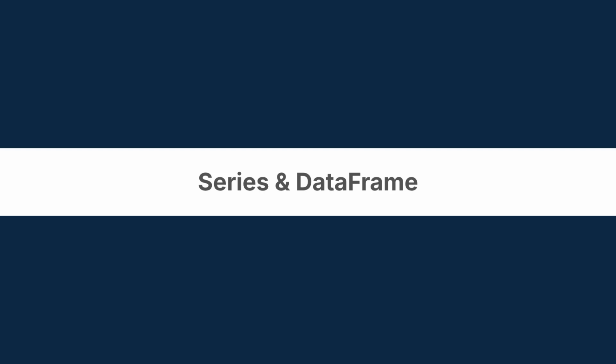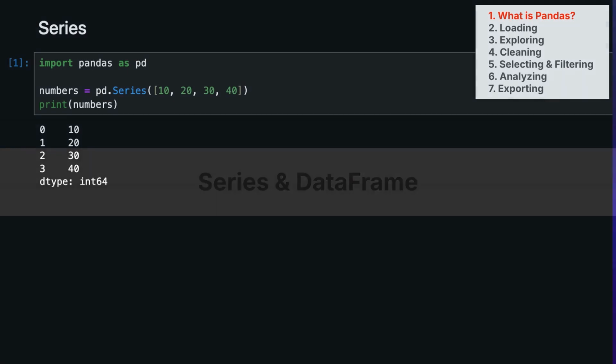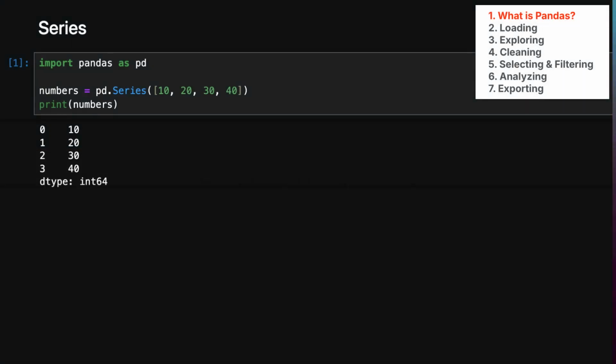Series and data frame. What is a series? A series is like a single column of values. Think of it like a list, but with indexes.